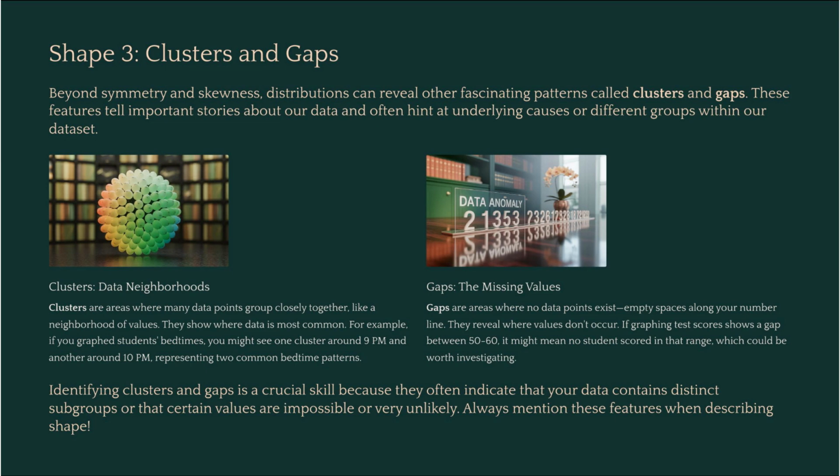Other features of shape include clusters and gaps. A cluster is exactly what it sounds like, a group of data points gathered closely together. Clusters show the most frequent or popular answers. A gap is just an empty space where there are no data points. Recognizing clusters and gaps helps you describe specific features of the distribution, like most students read for 3 to 5 hours, with a gap between 5 and 8 hours.